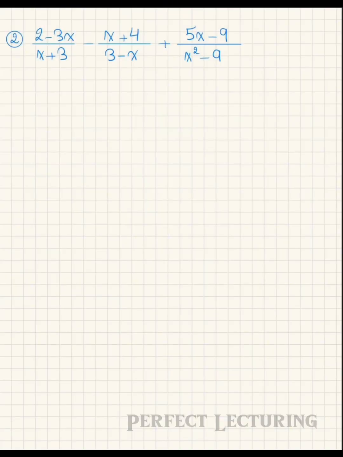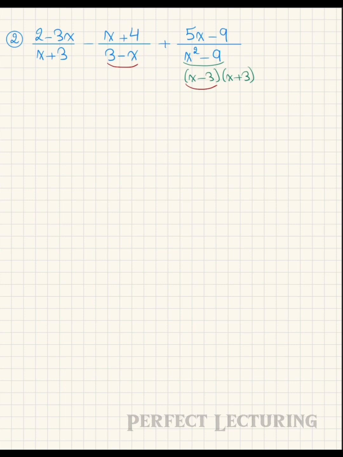So here we have three fractions. The first denominator is x plus 3. I cannot factor it. It's already irreducible. As well as 3 minus x. However, x squared minus 9 is a difference of two squares, which means it becomes x minus 3 into x plus 3. Now, if you look at all the denominators, we notice that we have 3 minus x in the second fraction and x minus 3 in the third fraction.